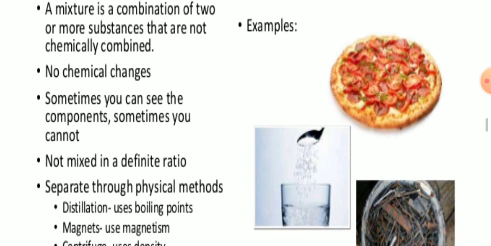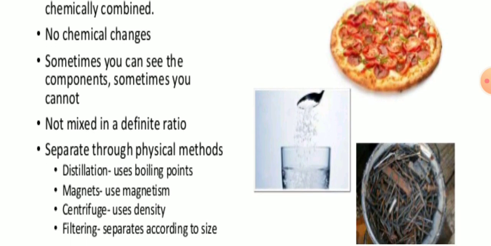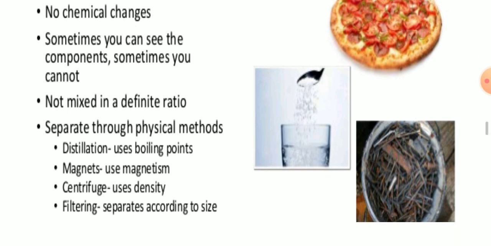Next point, not mixed in a definite ratio. That is, there is no definite ratio of mixing of the components. And last point, the components or substances of a mixture can be separated through physical methods. The methods are distillation, using a magnet, using the process of centrifuge, and filtering.